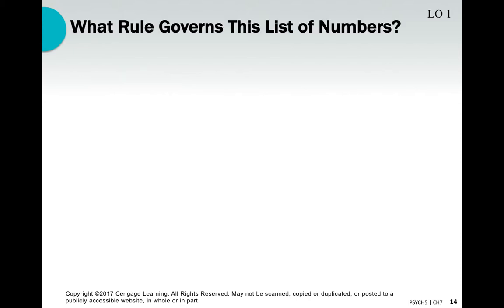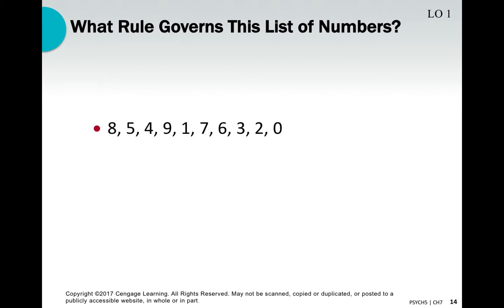Okay, let's try another problem-solving question. What rule governs this list of numbers? We have 8, 5, 4, 9, 1, 7, 6, 3, 2, 0. What rule governs this list of numbers? If you don't mind, pause the video, see if you can figure out, is there some kind of rule dictating the order of the numbers? Because obviously it's not the numerical order. Pause the video and come back when you think you got it.